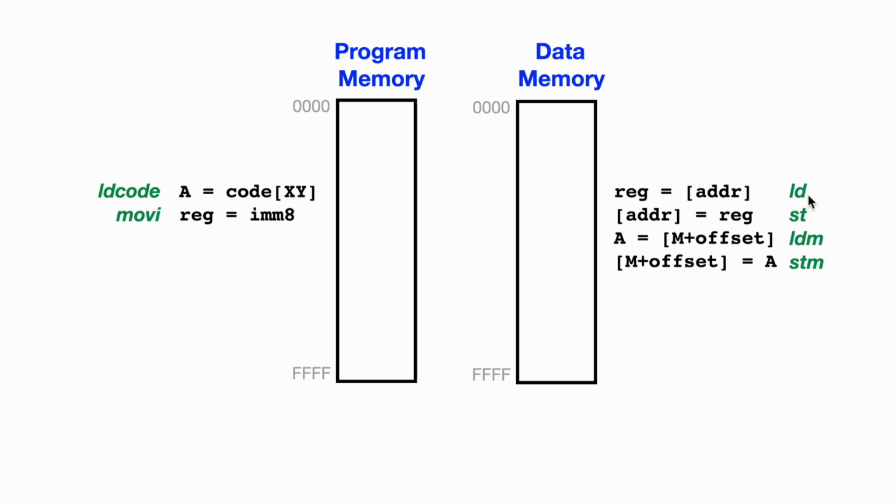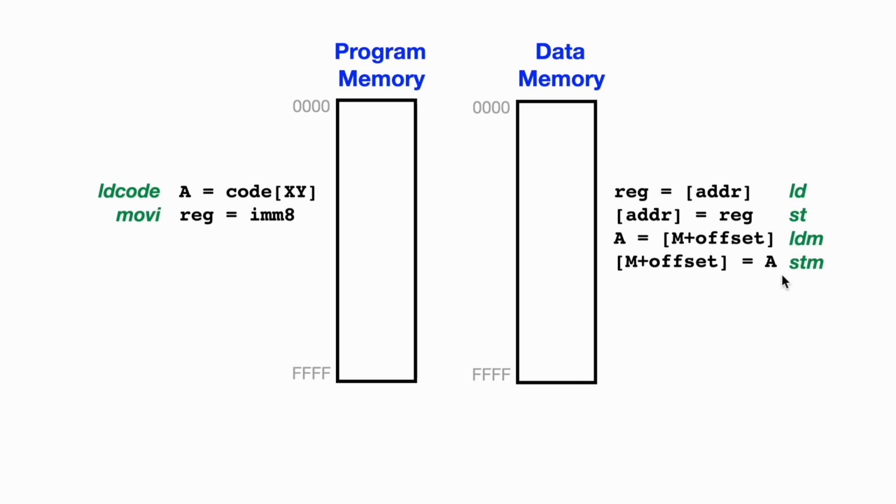For example, we have load and store instructions, and these instructions have as part of the instruction a 16-bit address. The load instruction goes to the data memory, fetches a byte, and moves it into one of the 8-bit registers, while the store instruction takes a byte from one of the 8-bit registers and moves it into the data memory.